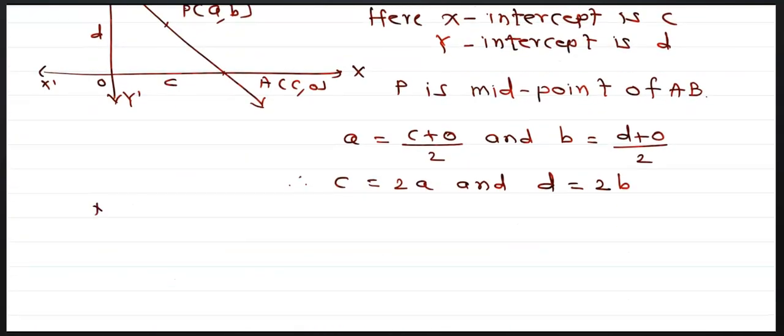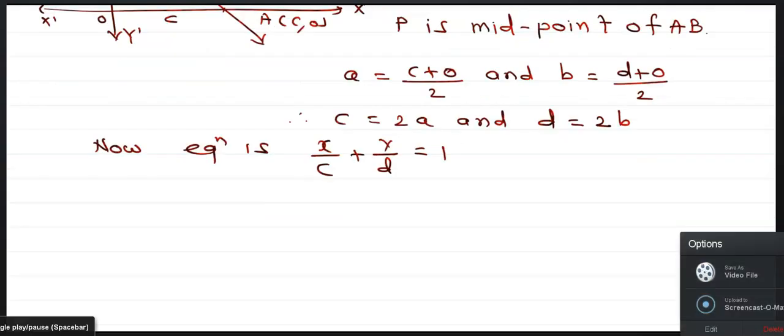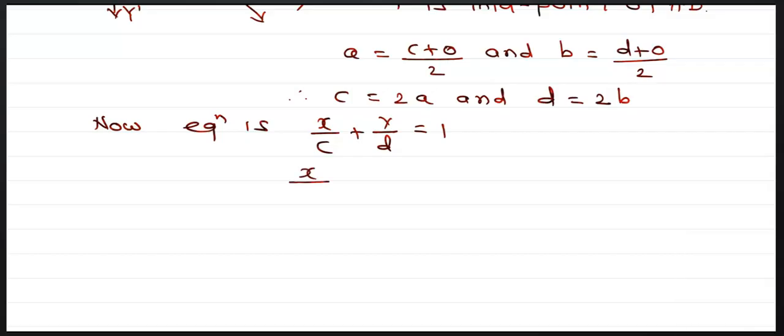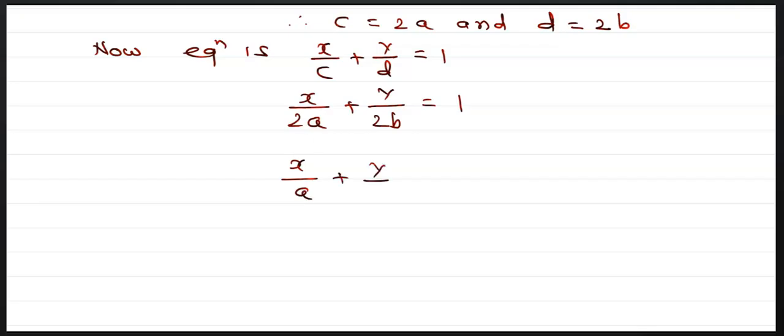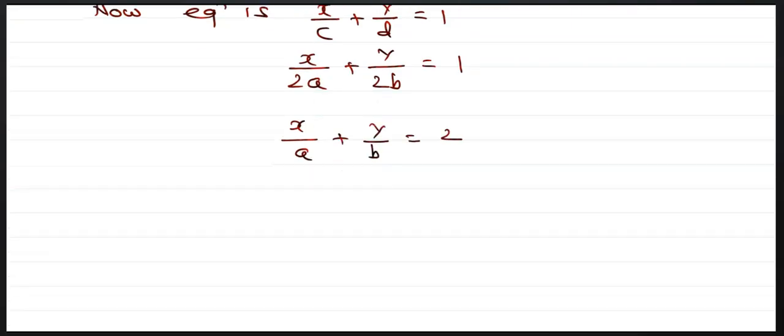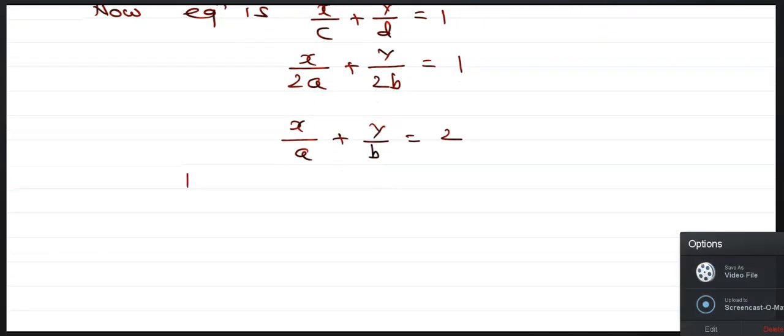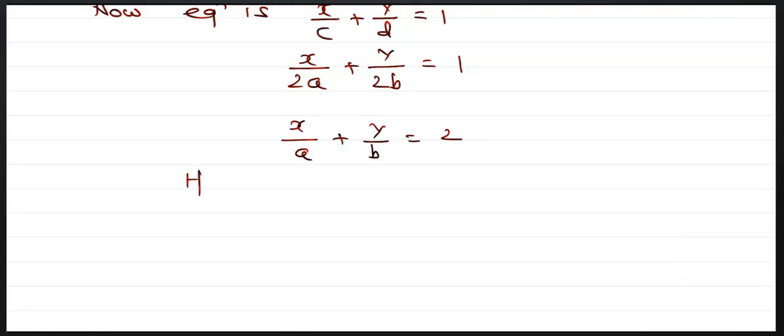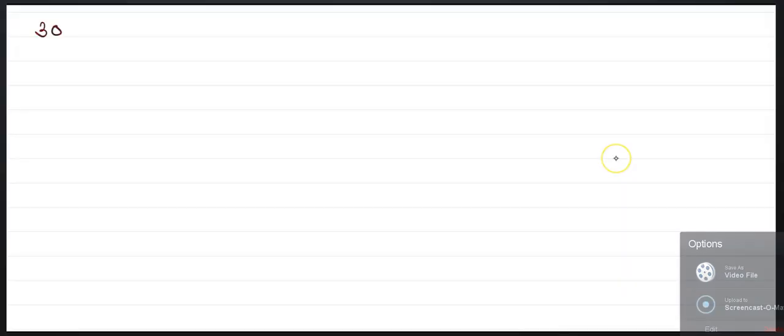Now, the equation of the line with x-intercept c and y-intercept d. Substitute the values c equals 2a and d equals 2b. Therefore, multiply on both sides by 2. Then you will get x upon a plus y upon b equals 2. Hence proved.